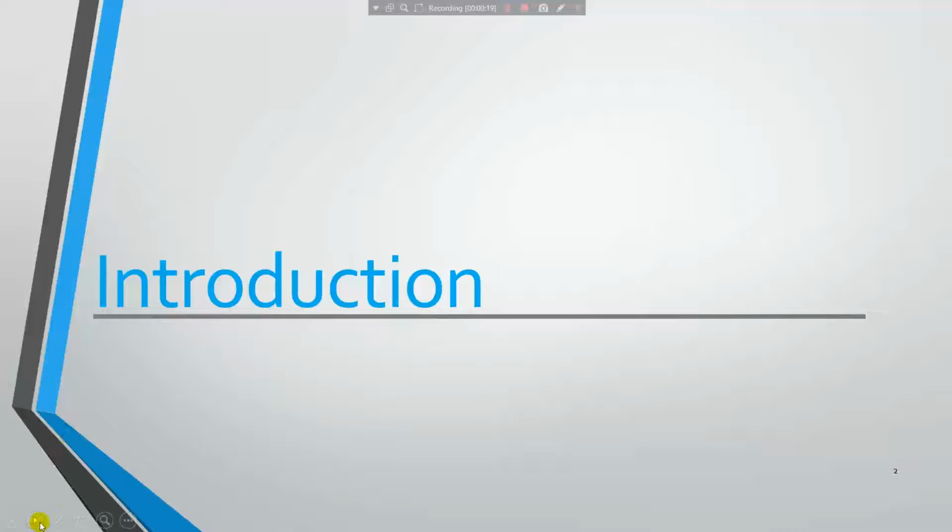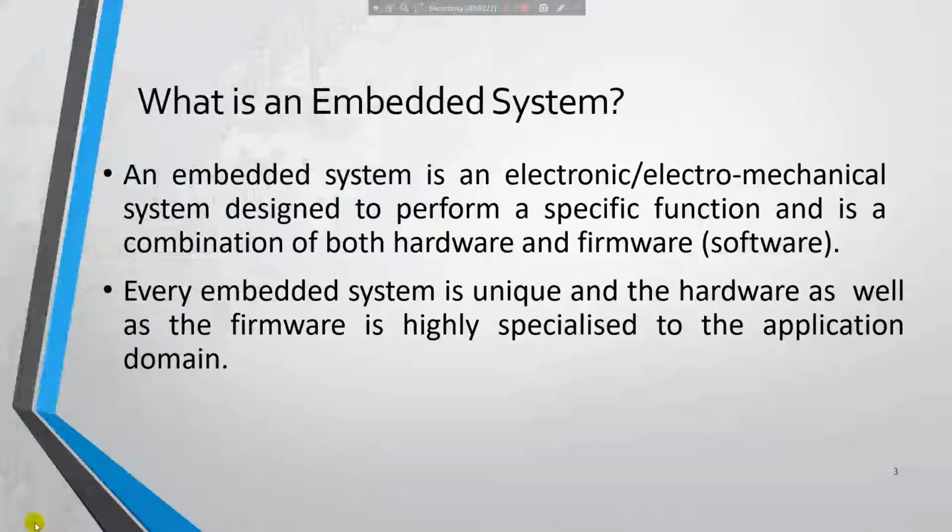So coming to the introduction part, we speak about what is an embedded system. So we all know an embedded system is an electronic, or you can call it an electromechanical system. It is designed to perform a specific function, and it is a combination of both hardware and firmware. So it's very important, it's a combination of both hardware and software. So that is nothing but your firmware. So any hardware and software combination is called an embedded system.